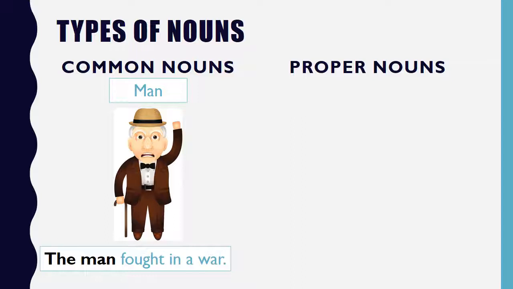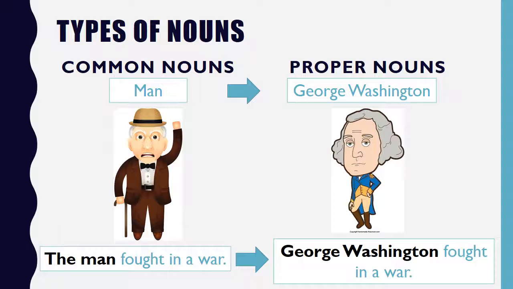The proper noun is a specific name for a noun. In this case, we can replace the man with George Washington and say, George Washington fought in a war. Using proper nouns gives our writing more details.